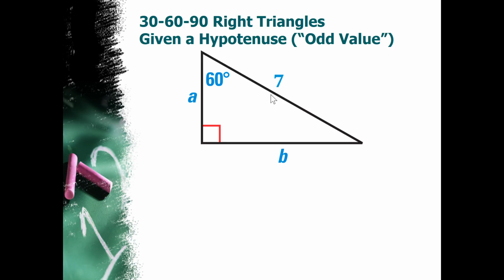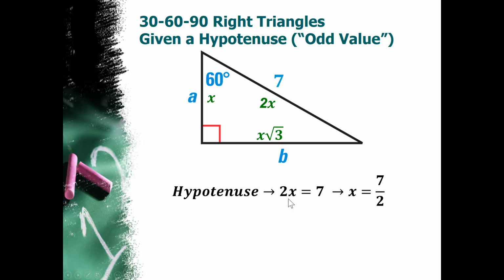So to start this off, we're going to look at our rule again. We've got our x here, our 2x for our hypotenuse, and across from the 60 we have our x root 3. We're going to start off by looking at our hypotenuse. We're going to set our rule equal to our value. So 2x equals 7. Now when we divide both sides by 2, we're going to leave it as 7 halves. 7 halves is an acceptable answer for a side length, and you'll see that type of answer on a majority of your standardized tests that you're going to take to get into college.